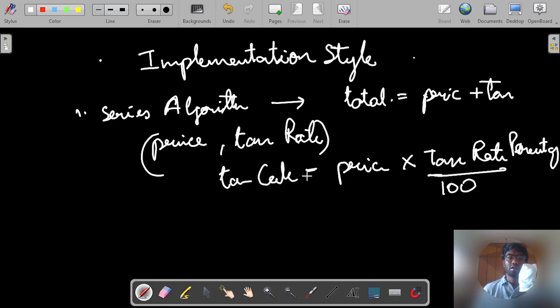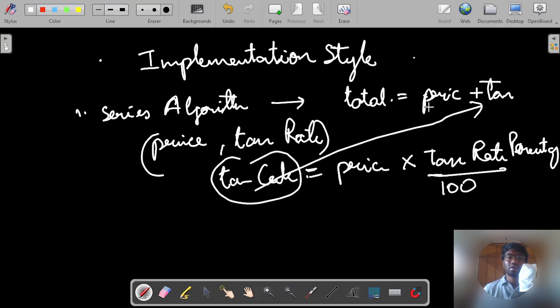And then we can add this component here, price plus tax, right? So that would give the total price that the customer has to pay. So that can be a simple example of a series algorithm. We just follow a series of steps without much complexity, right? So, iterative algorithm.